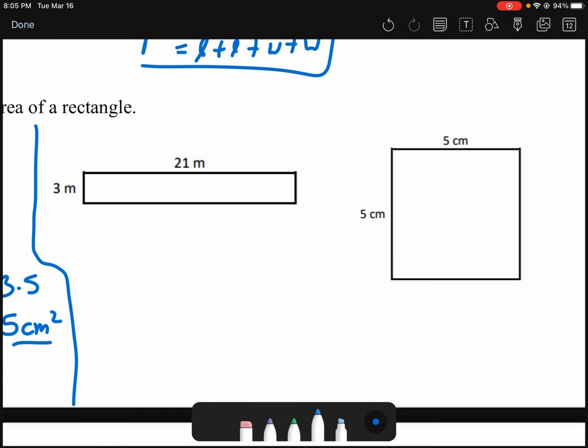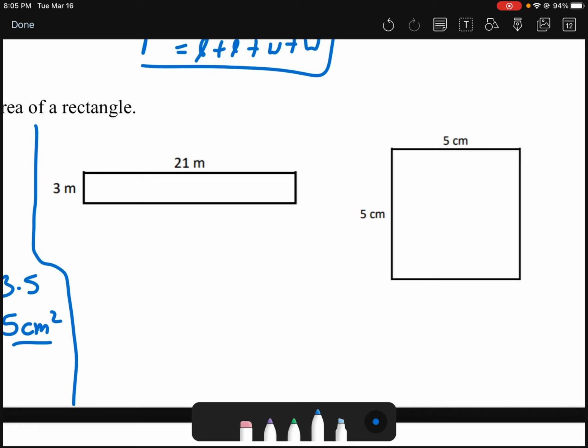Go ahead and pause the video. See if you can try to find out the area and the perimeter of both of these guys real quick. Please tell me you paused. I know these are easy, so just pause it real quick, please.